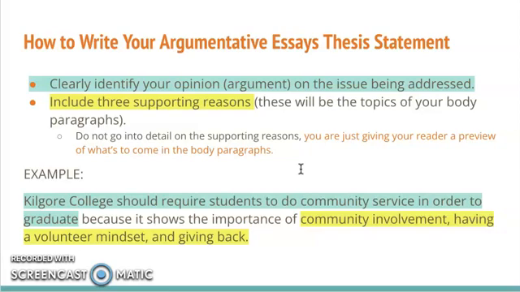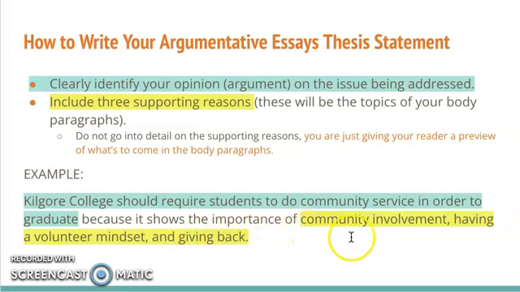And then you also need to include 3 supporting reasons. These will become the topics for your body paragraphs as to why Kilgore College should require students to do community service, or as to why people should or should not agree with your argument. So we see here those 3 supporting reasons because it shows the importance of community involvement, having a volunteer mindset, and giving back. And like I said, these will become my body paragraphs.